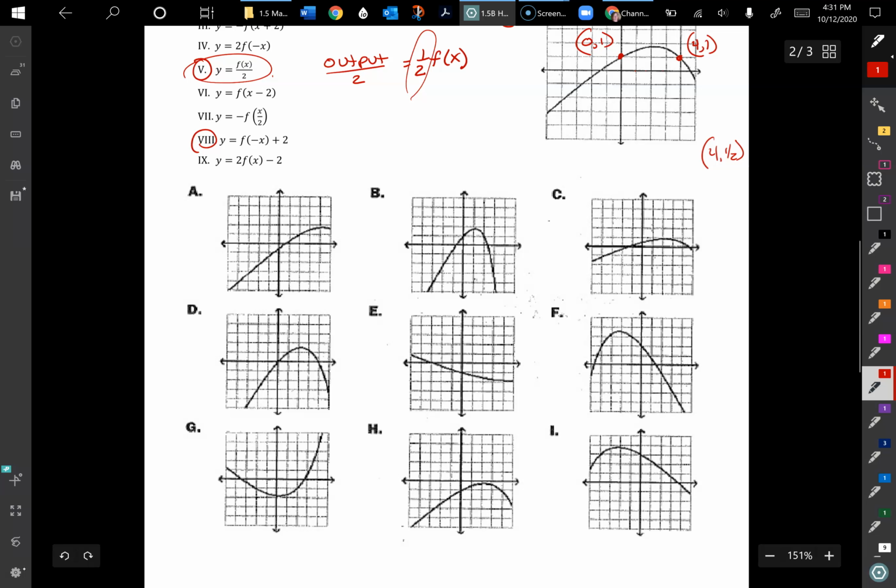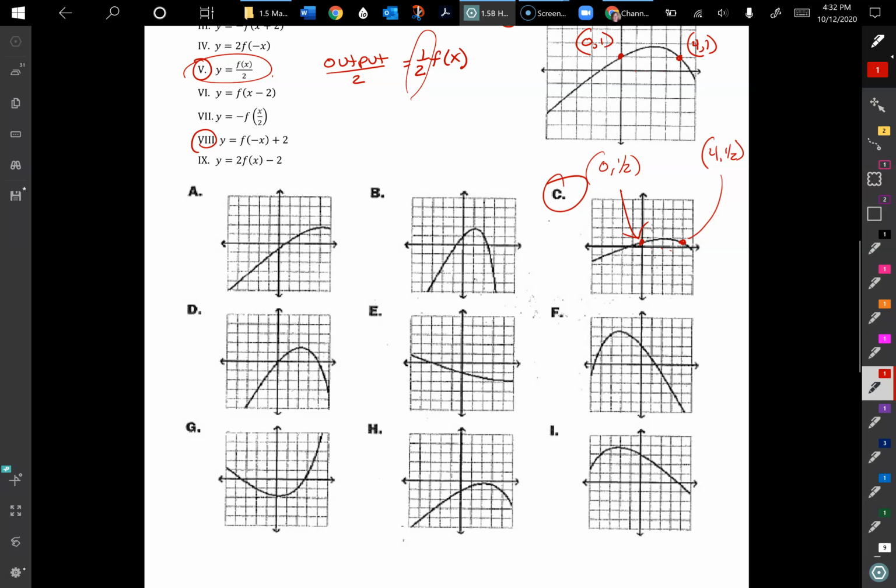And let's see if this one fits. 1, 2, 3, 4, half. Yeah, perfect. And then the same thing here. I should have a 0, 1/2. And I do. So my guess is correct.